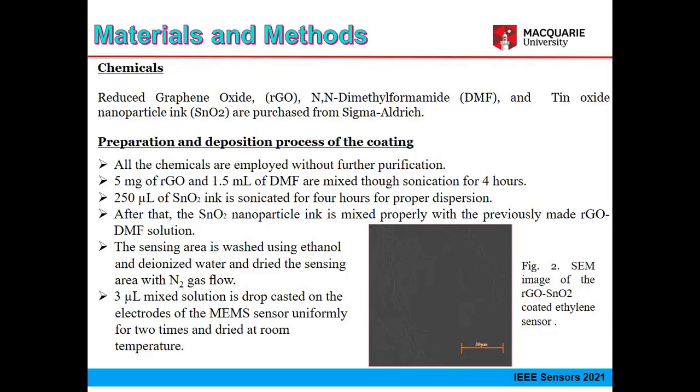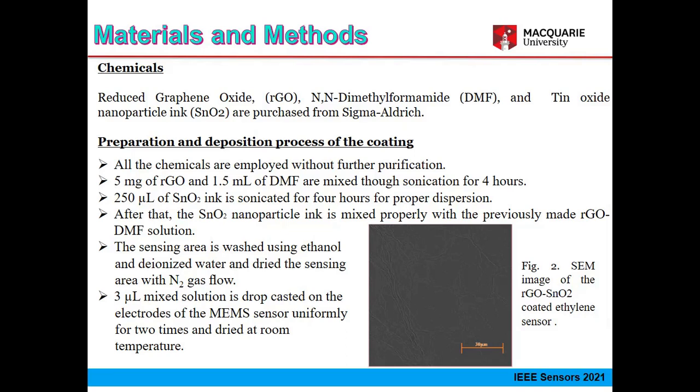To induce the selective coating of the proposed sensor, the materials used are reduced graphene oxide, DMF, and tin oxide nanoparticle ink. All these are purchased from Sigma-Aldrich and used without further purification. Initially, 5 milligram of reduced graphene oxide and 1.5 ml of DMF are mixed through sonication for 4 hours. At the same time, 250 microliter of tin oxide ink is sonicated for 4 hours for proper dispersion. After that, these two solutions are properly mixed to form the tin oxide and reduced graphene oxide nanocomposite.